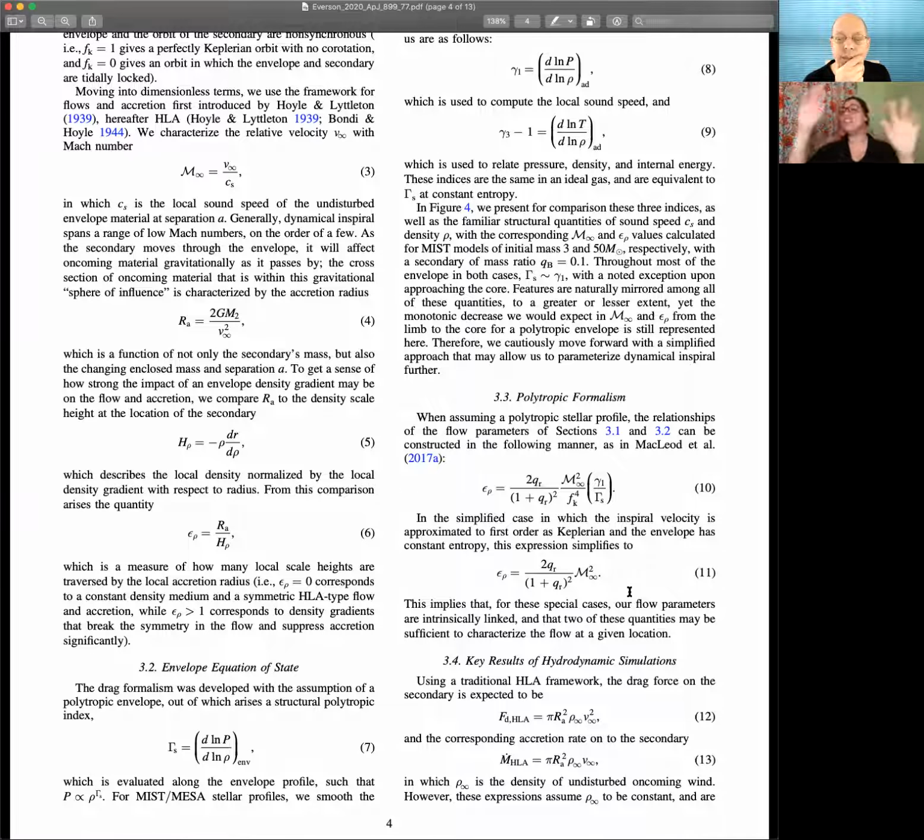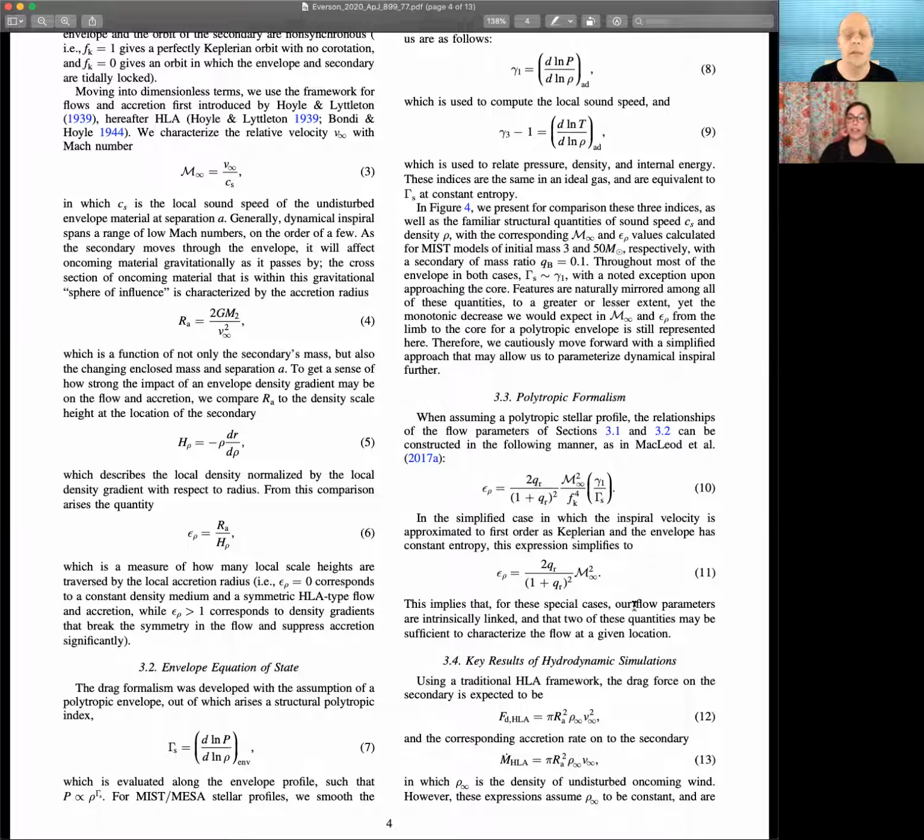Our dimensionless density gradient, shall we call it, epsilon rho, is the ratio of the accretion radius, which is somewhat familiar, that's equation 4, our gravitational sphere of influence of our secondary. What this actually is a function of is not just our secondary's mass, but its velocity, which ties in the enclosed mass of the primary as well as the separation of the two. So the accretion radius actually carries a lot of information about the system.